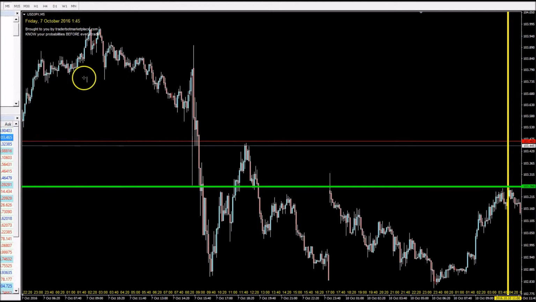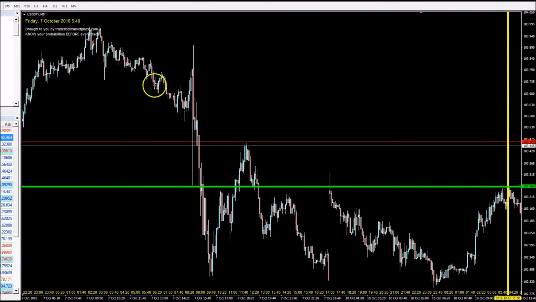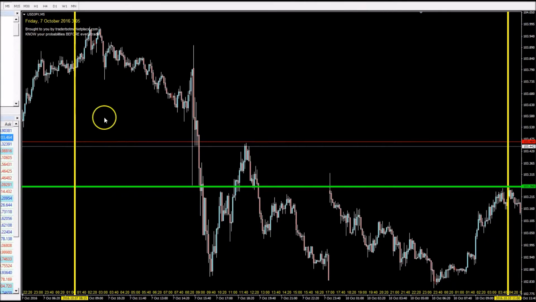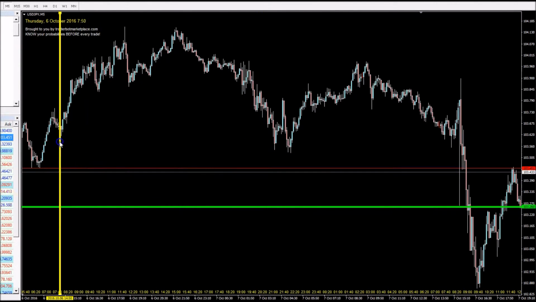Let me look at 4 a.m. here. Where's 4 a.m.? Wait a second. What day is this? October 7th. Oh, there was no trade on October 7th. That's why. This was on October the 6th that this trade came out. There was no trade on Friday due to the British pound nonsense and all of that. So let's scroll this back one more day. There was no trade that day.